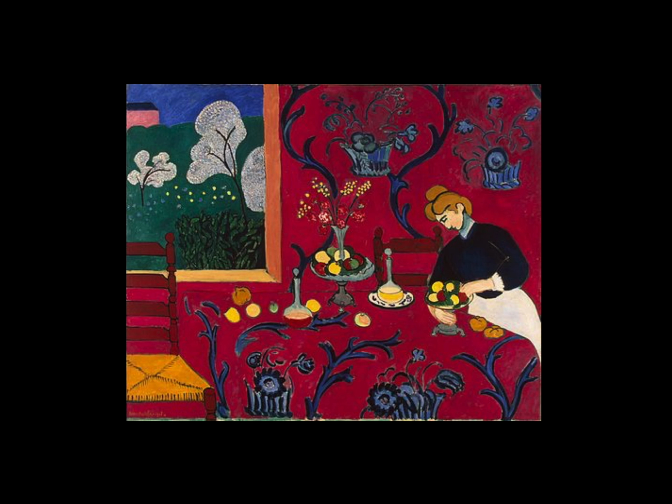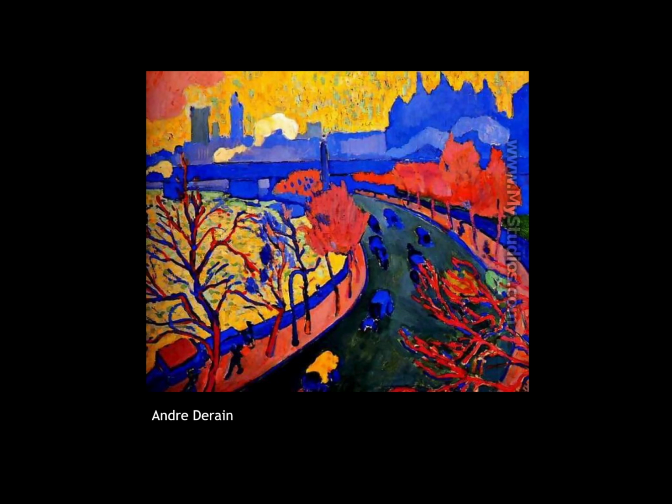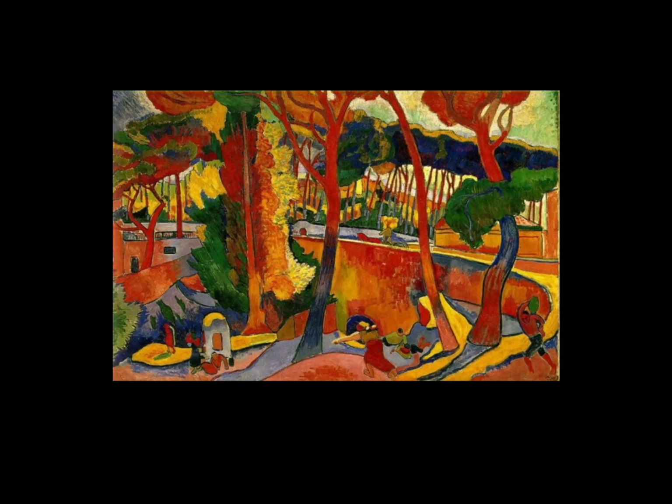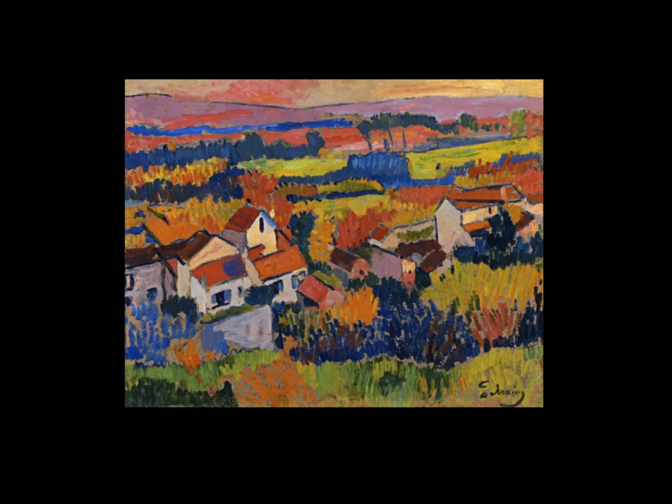Oftentimes they used a lot of the primary and secondary triads, right? So lots of reds and blues and yellows, right? We can see here Andre Derain, reds and blues and yellows, right? But then sometimes you'll see the secondary triad in there too, greens and oranges and violets. So yeah, we can just take a look at these images here.